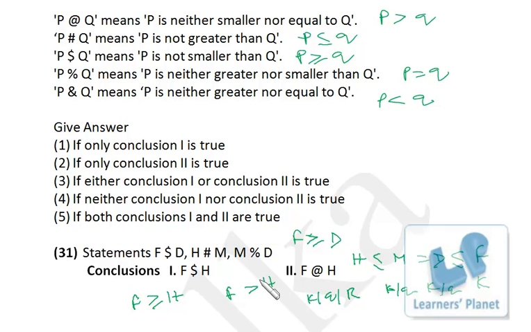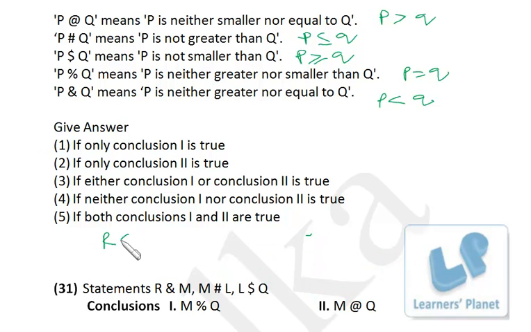Now see, F is king and H is maybe king, maybe queen, maybe rook. So definitely F is greater than or equal to H, right? So this conclusion can be drawn. F is greater than H we cannot say, because F and H, both of them can be king. So king, king, we cannot conclude this, right? So this conclusion cannot be drawn. So F is greater than or equal to H, only conclusion 1 is true. I hope you are clear.